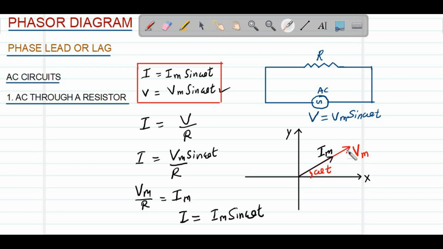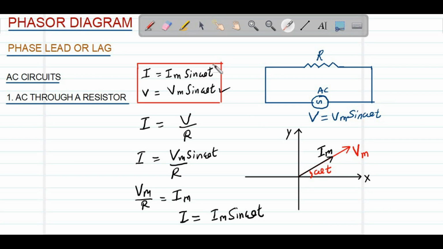Now when these two vectors are rotating, they will rotate together. Both of them will reach maximum at the same time. They will start decreasing at the same time. They will reach zero at the same time. So we can say voltage and current are increasing and decreasing in the same phase, and so there is no phase lead or lag.